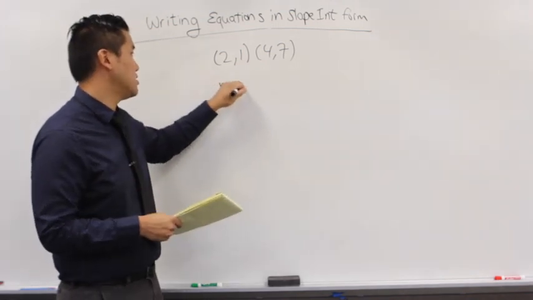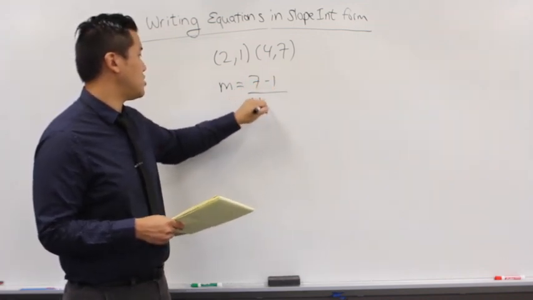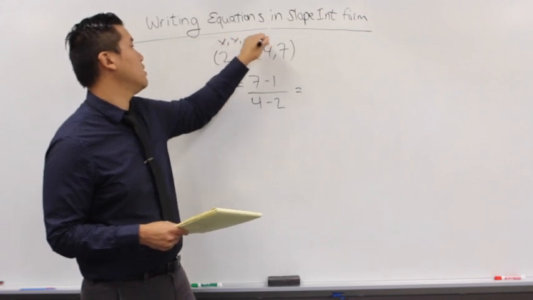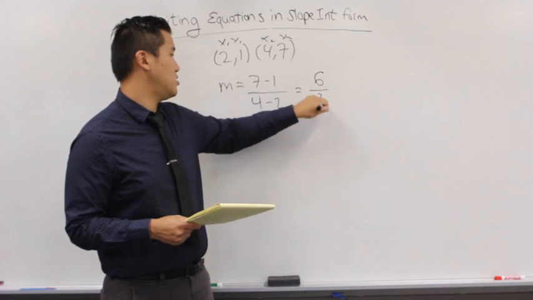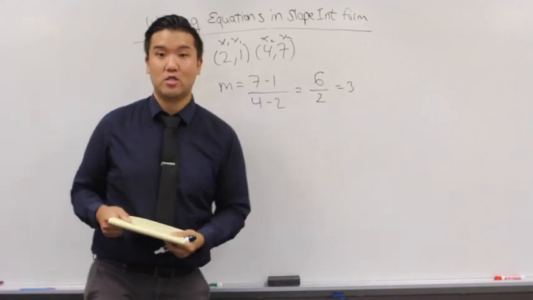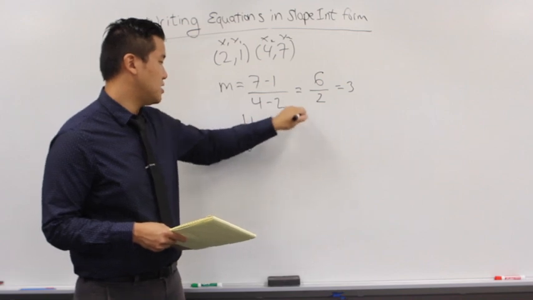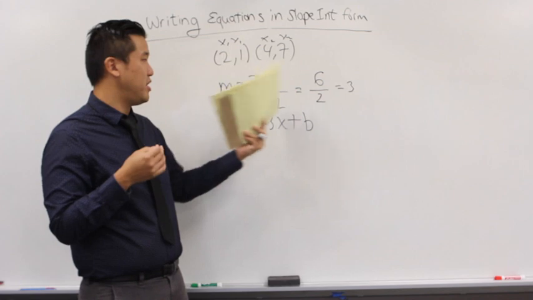Let's find slope first. So y2 minus y1 over x2 minus x1. So remember it's x1, y1, x2, y2. So you have 6 over 2, which is 3. So my slope is 3. So right now you have 3x plus b.